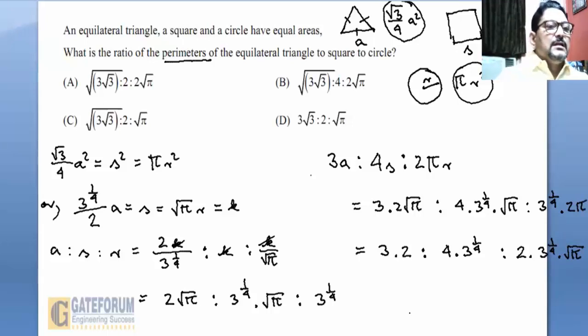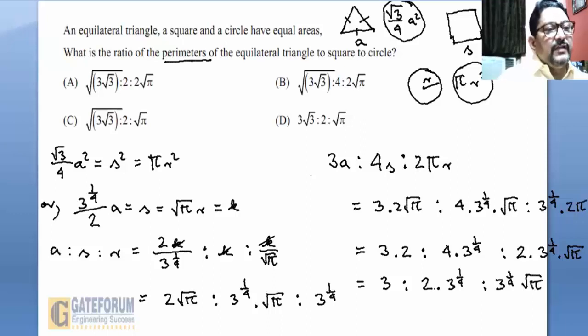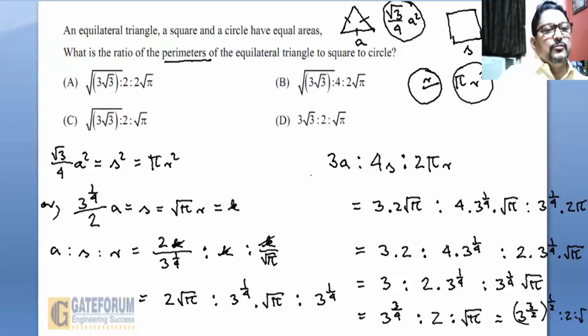So this happens. Now, let us divide everything by 2. So if we do that, it becomes equal to 3 is to 2 into 3 to the power 1/4 is to 3 to the power 1/4 root pi. Now if you divide everything by 3 to the power 1/4, this becomes 3 to the power 1 minus 1/4, that is 3 to the power 3/4, is to 2, is to root pi. Now what is 3 to the power 3/4? 3 to the power 3/4 can be said to be 3 to the power 3 by 2 whole to the power half, is to 2 is to root pi.